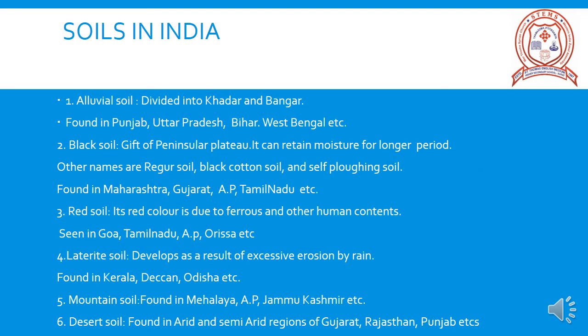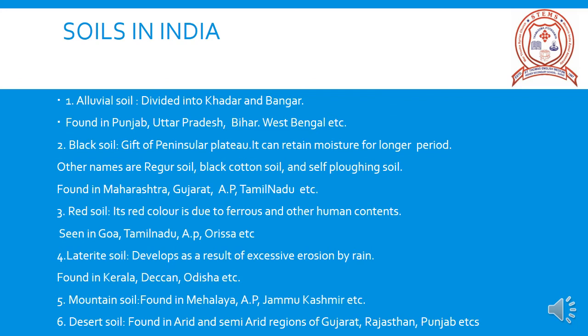Now we learn about soils in India. Soils are classified into 6 types: alluvial soil, black soil, red soil, laterite soil, mountain soil and desert soil. First one, alluvial soil. Alluvial soil is divided into 2 parts, Kadar soil and Bangar soil. Kadar soil is the fresh alluvial soil, and this soil is found due to the river floods. This soil is sandy. Bangar soil is the old alluvial soil. It is sticky and dark in color. Alluvial soil is found in Punjab, Uttar Pradesh, Bihar, West Bengal, etc.